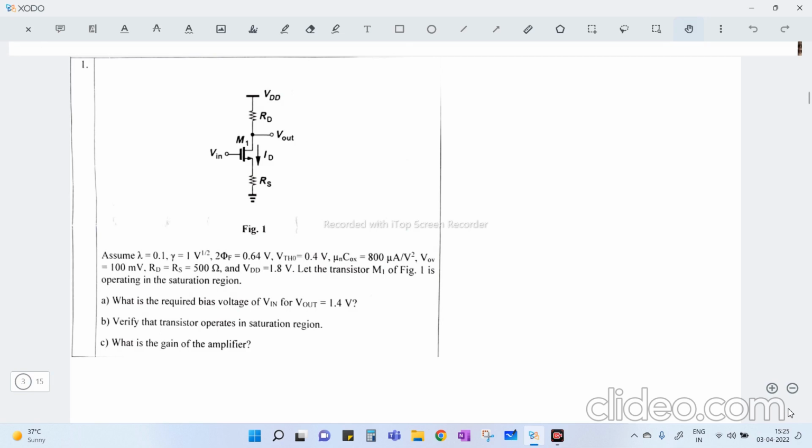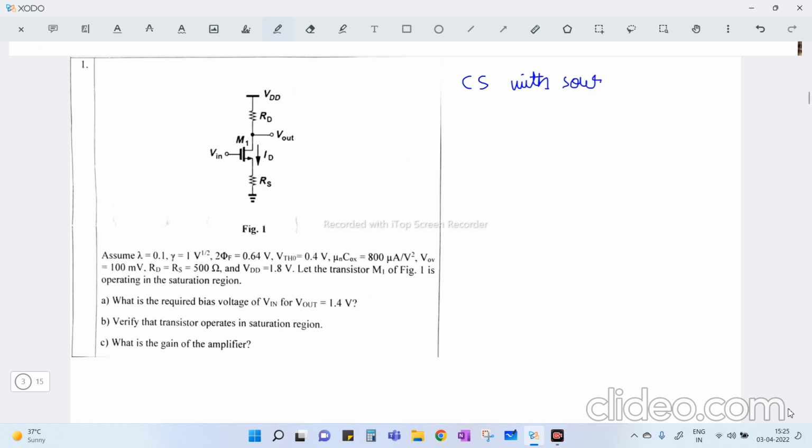So today I'll be going to solve a few problems on analog IC design. So this is the first problem which I took. When we look into the circuit, the first thing which comes into our mind is this is a common source with source degeneration amplifier.